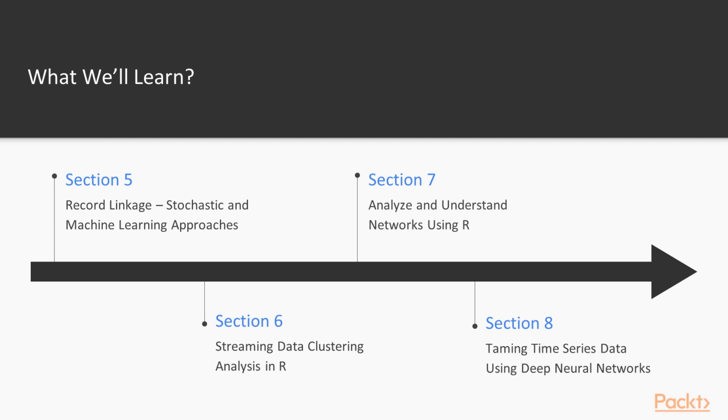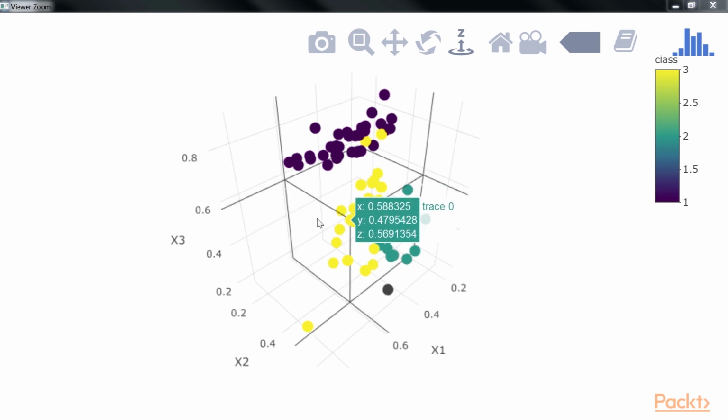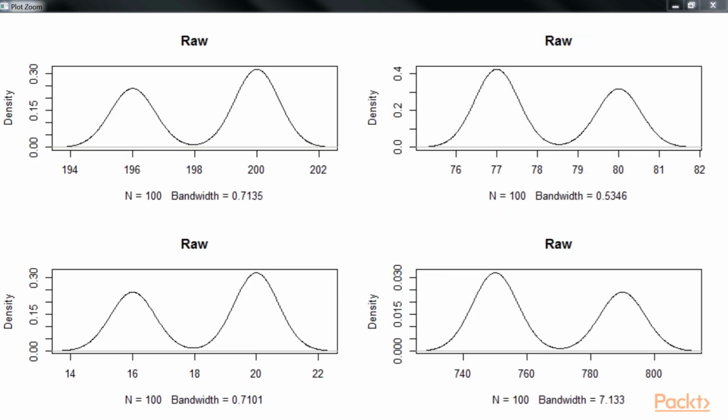Section 6, Streaming Data Clustering Analysis in R, introduces the stream package for handling streaming data in R and the clustering of streaming data, as well as the online or offline clustering model.